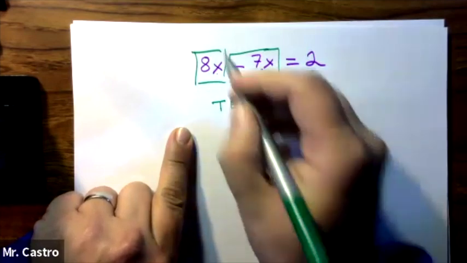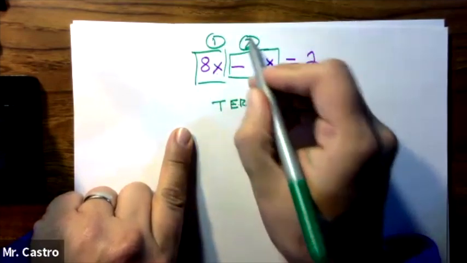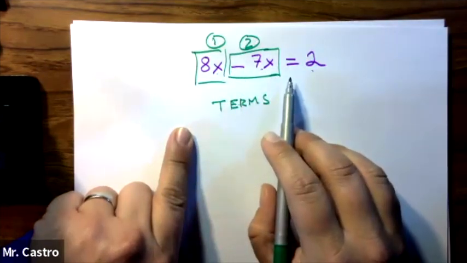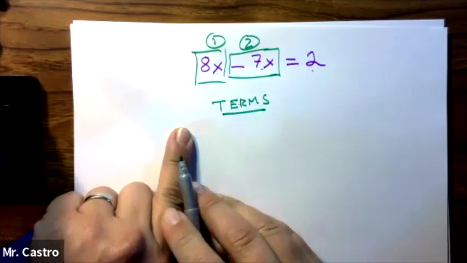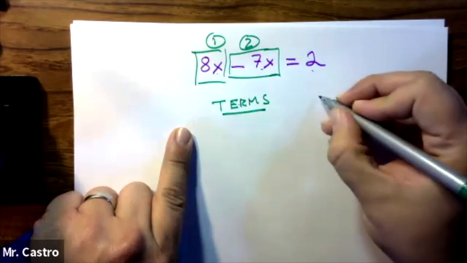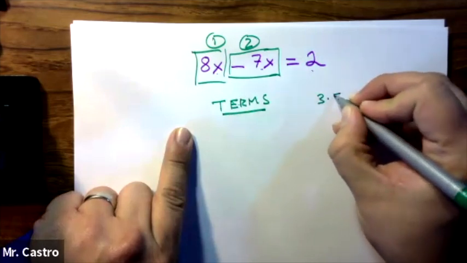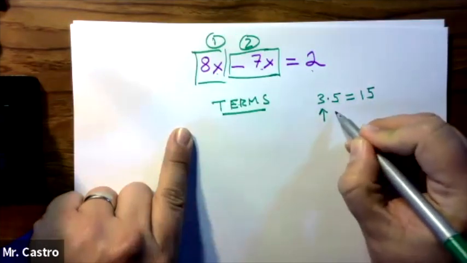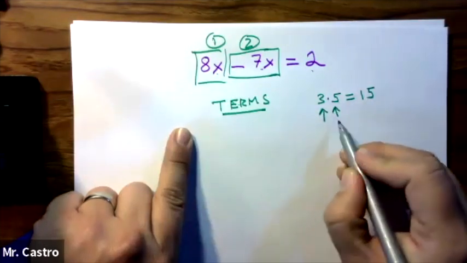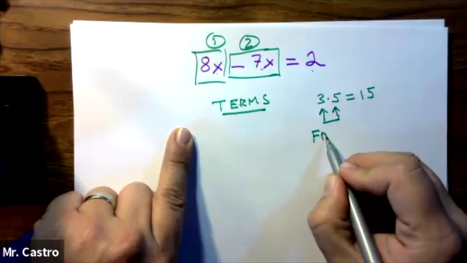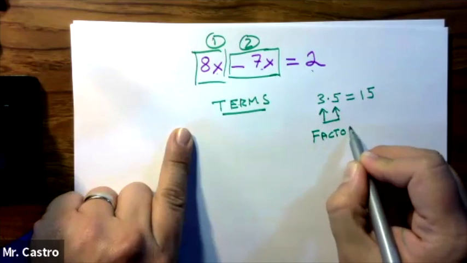There are two terms on this left side of this equation. Those are called terms. When we multiply two things together, so if I multiply 3 times 5, and that equals 15, the 3 and the 5, things that I multiply or divide, those things are called factors.